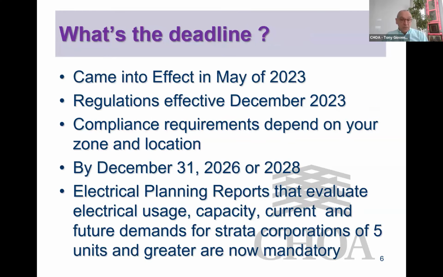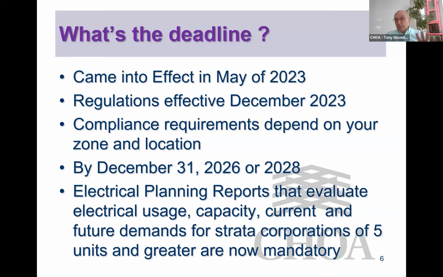This regulation came into effect in 2023. It was fully in effect December of that year. The compliance requirements or dates depend on your zone and your location. So Metro Vancouver, Metro Victoria, 2026, by the end of this year. Outside of this zone, basically end of 2028.